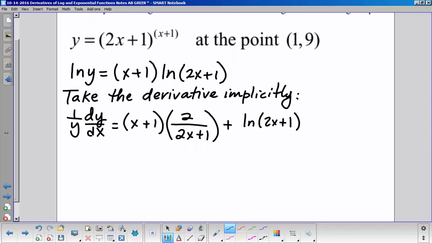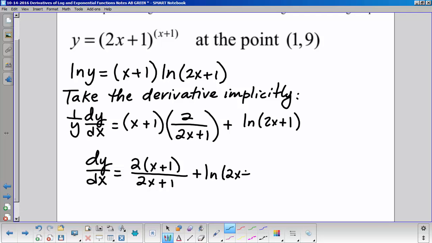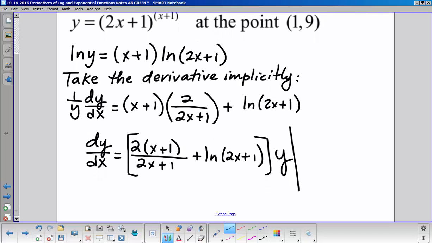But we're not done yet, right? We get dy/dx equals 2x plus 2 over 2x plus 1 plus the natural log of 2x plus 1, and then we're going to multiply by y, right? Do we know what y is? Did they give us a y? Yes. So we can leave the y here because we can find the slope such that x equals 1 and y equals 9.